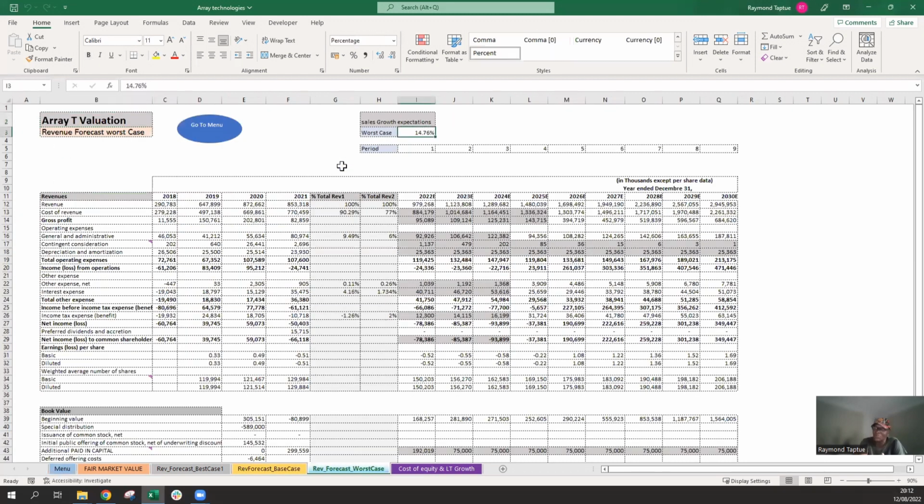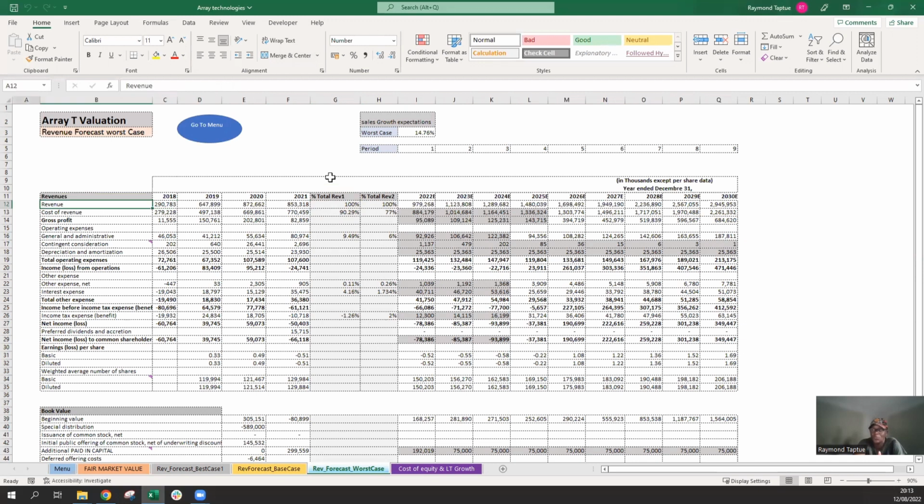And under the worst case scenario, I will make the assumption that the revenue will grow at the rate of about 14.76%. And this is determined using the 2-year compounded annual growth rate of about 14% starting from 2019. And using that information, this is what we get as the first line of revenue.